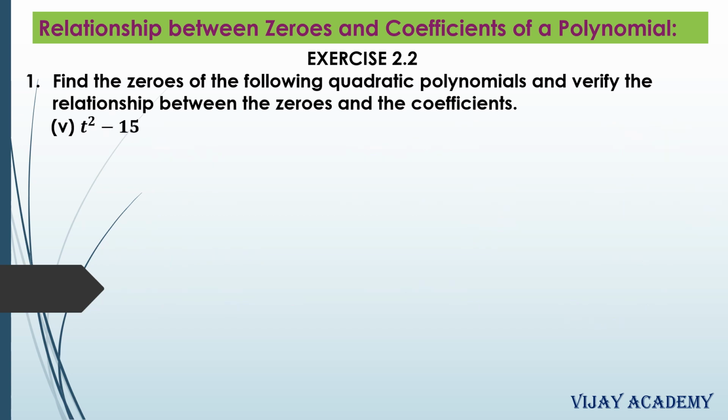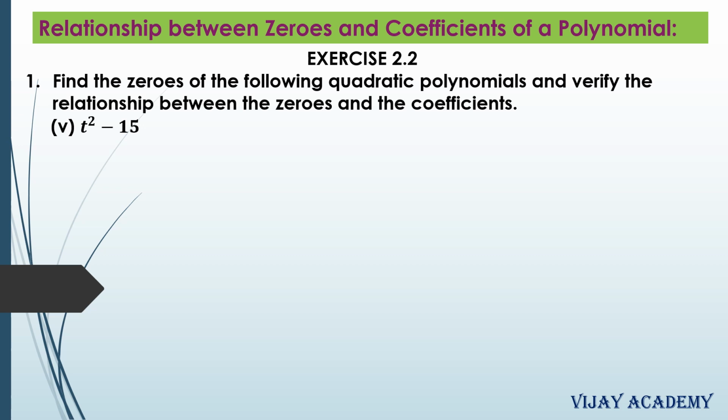And question number 5, that is t square minus 15. So this can be factorized. For this we can find the zeros of the polynomial in two ways. One is directly, because there is only one variable and it is present in only one place, so we can isolate the variable and find the values of t. The other one is to express this in the form of a square minus b square and then factorize it. So let me teach both the methods.